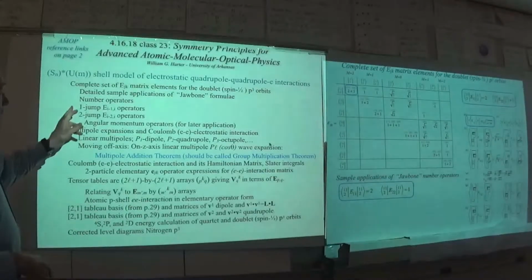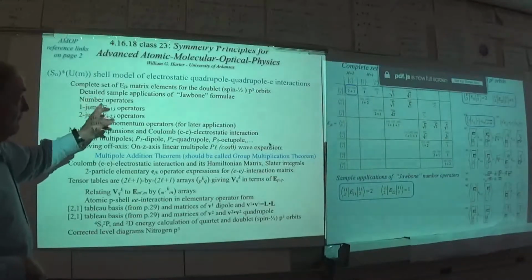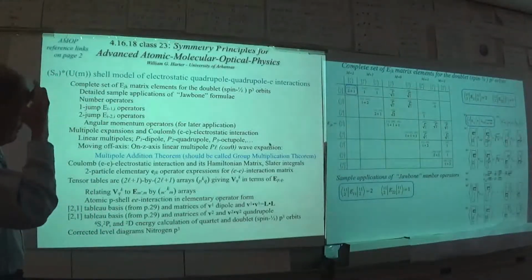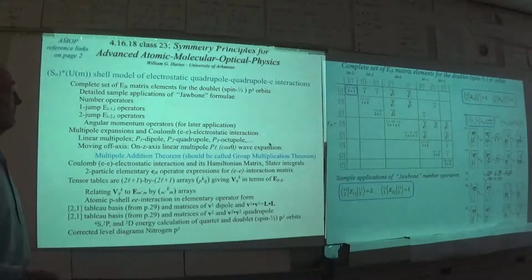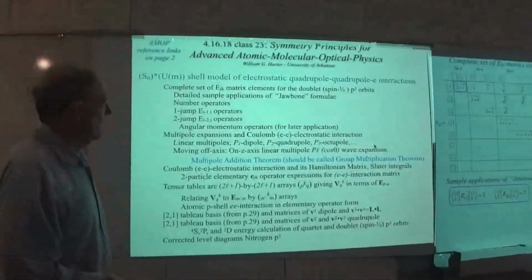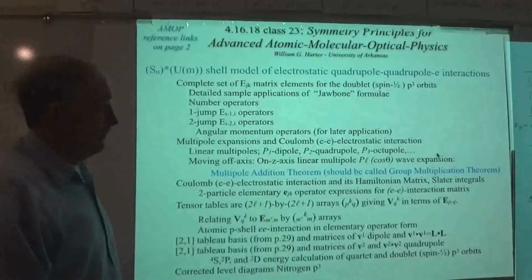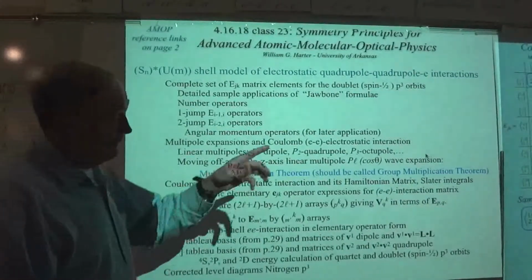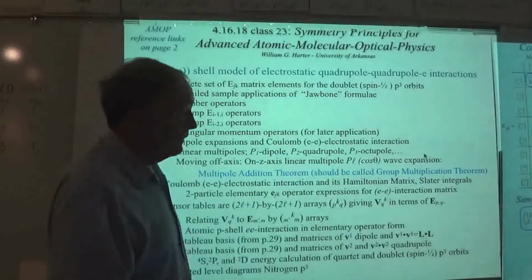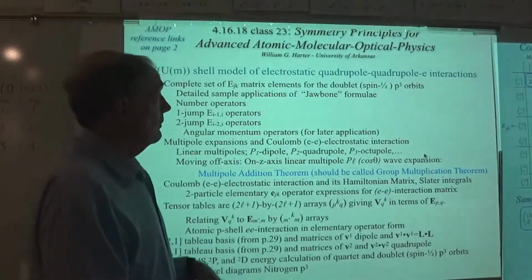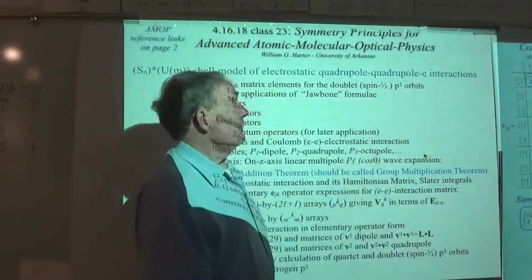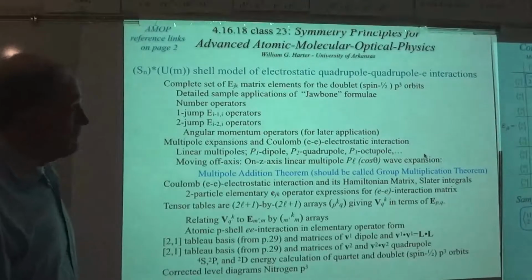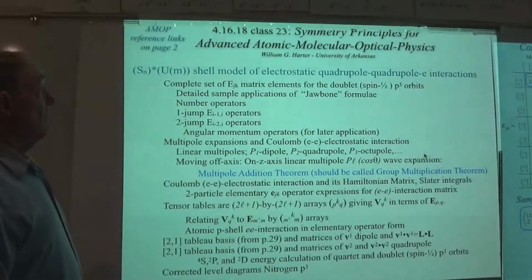Okay, so I do want to go over in detail the business that involves these so-called jawbone formulas. This is a jokey name that I came up with when we first noticed this was possible. And so I want to go through each of the matrix components in this particular example we're doing here, which is the doublet of a p3 atomic configuration. That would be nitrogen most commonly.